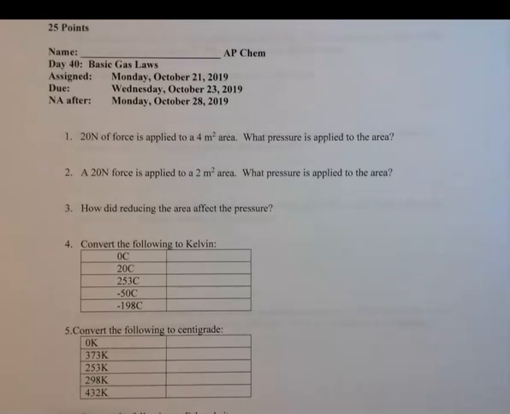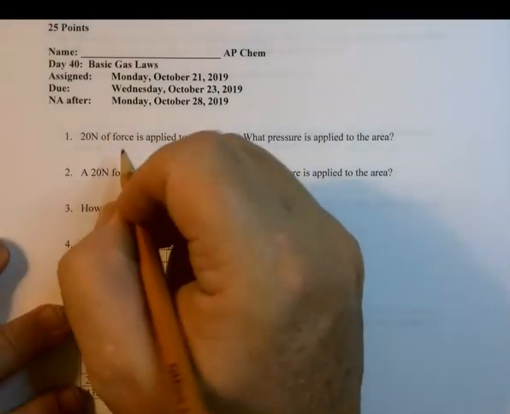All right, this is the Advanced Placement Chemistry assignment for day 40. It's Basic Gas Laws on Monday, October the 21st. Problem 1. 20 newtons of force is applied to a 4 square meter area. What pressure is applied to the area?